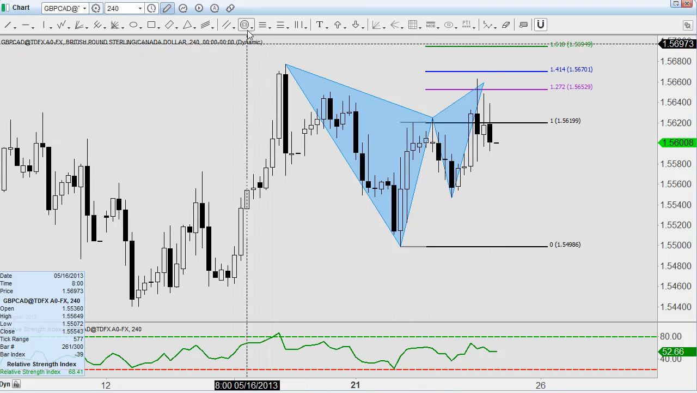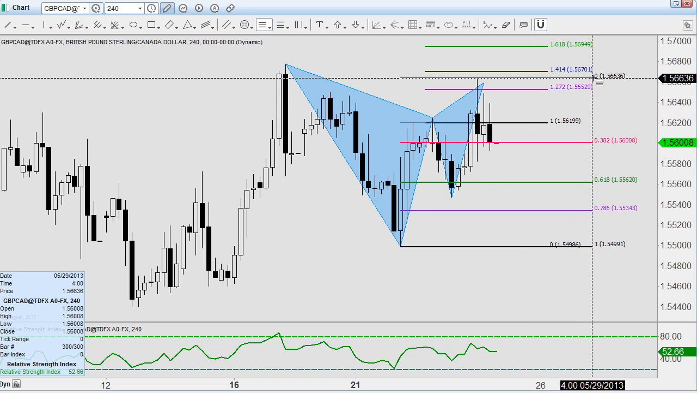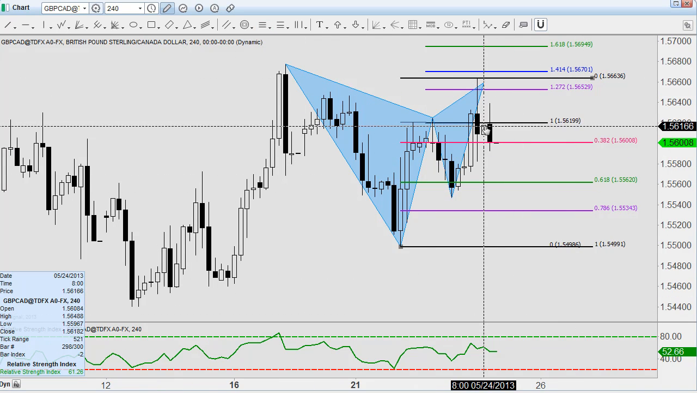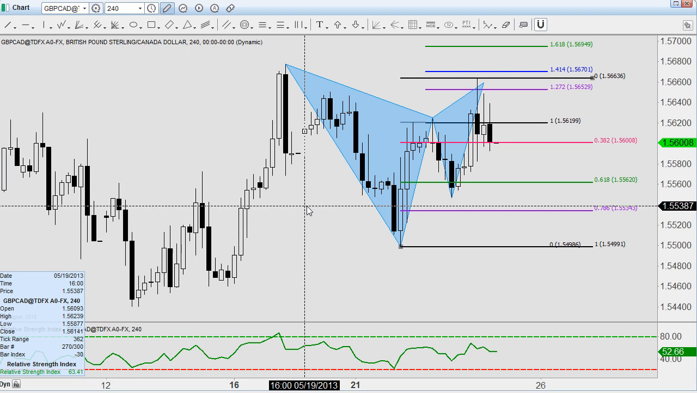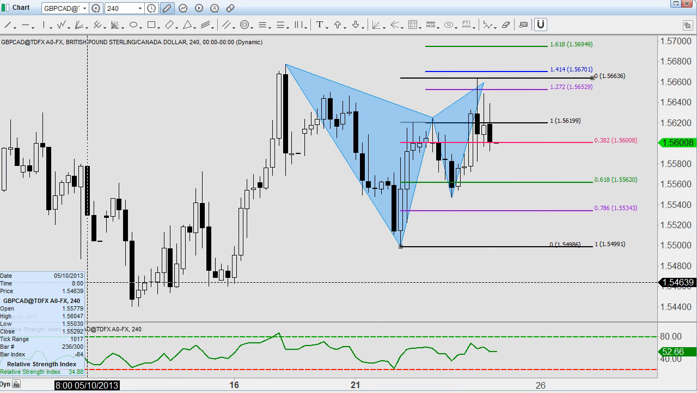So we've got a Gartley pattern that's probably already hit target 1 here. Yep, already hit target 1. So here's a Gartley pattern on pound Canada that has already hit target 1. So that, again, is just another proof and evidence that these pattern formations do in fact work.